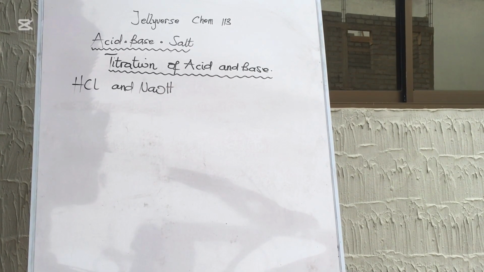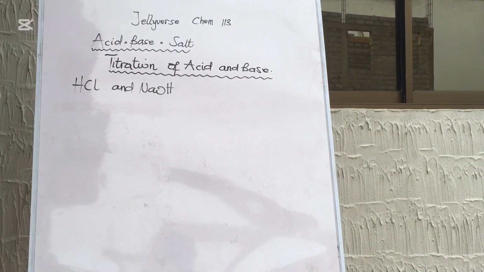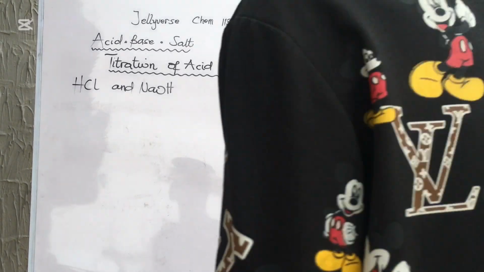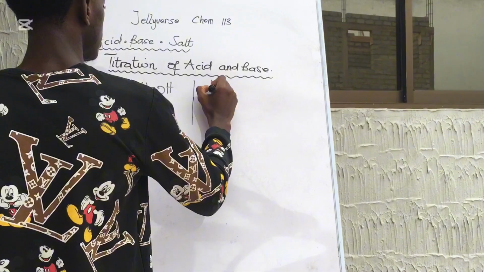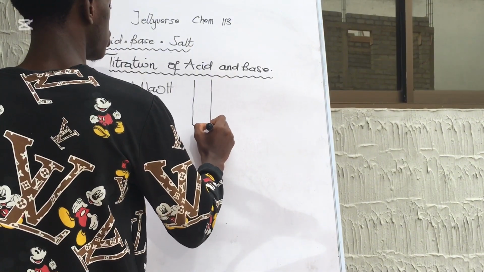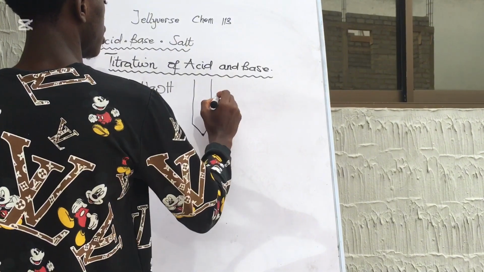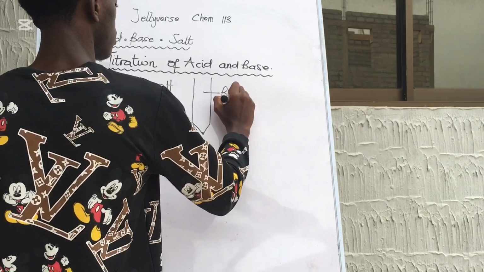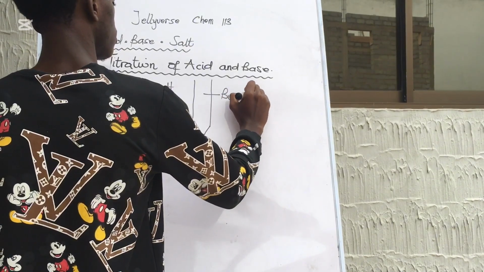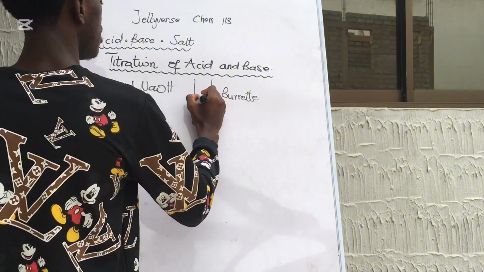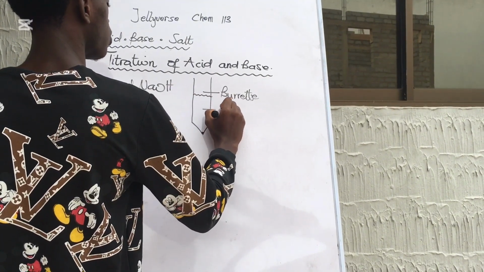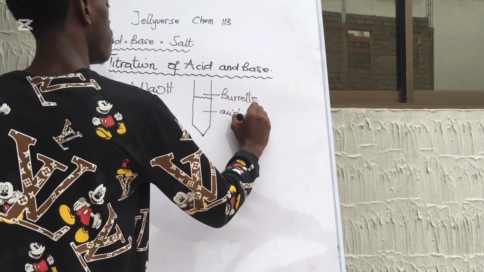Today we are going to start with titration of acids and bases, and we are going to start with a strong acid and a strong base. Remember that when we are talking about titration, usually we have our setup where we have either the base or the acid in the burette. So assuming this one is the burette, we have this one in the burette, which can be a base or an acid.